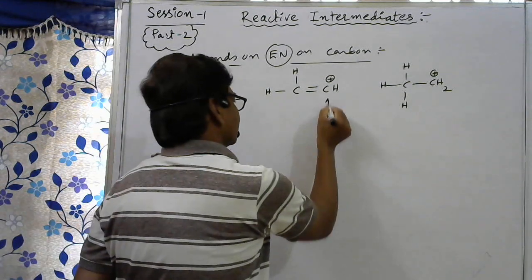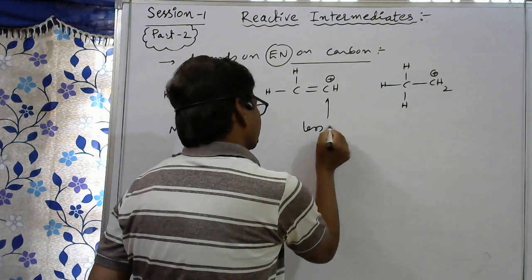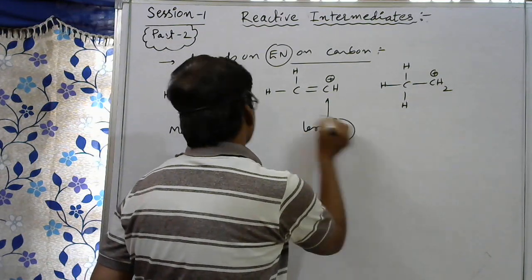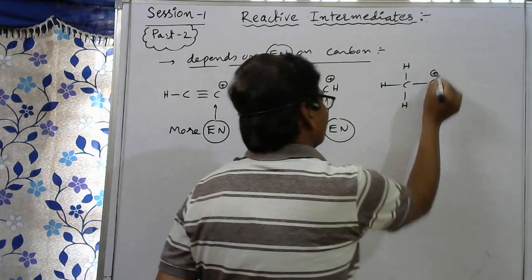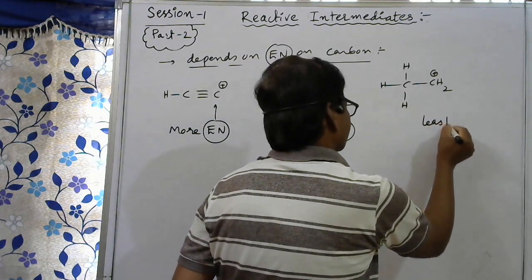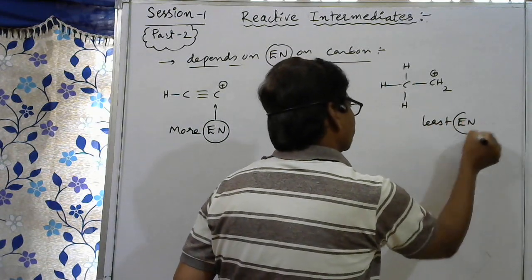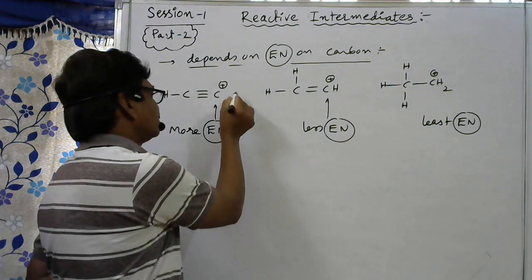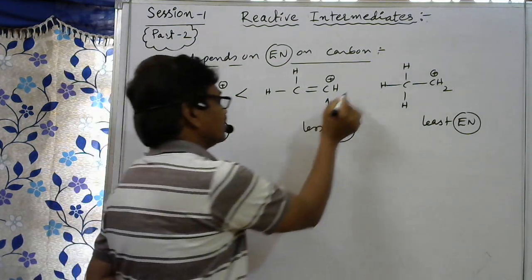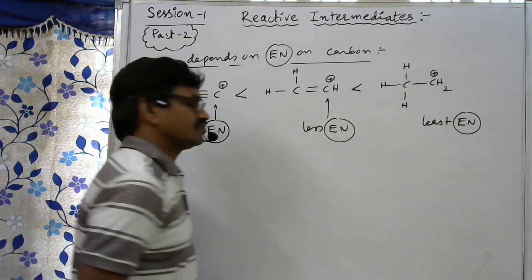Here this carbon is less electronegative compared to this carbon. Here least electronegativities. So what is the order of stability? This is very less stable than this one. This is less stable than this one.